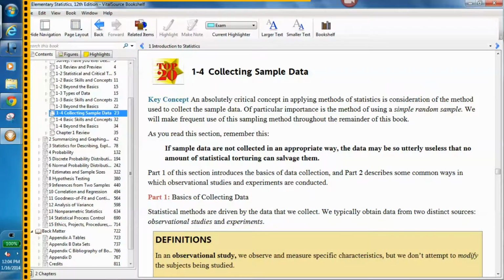Right, moving on to 1.4, collecting sample data. Remember we said it's very important that data is collected in an efficient way. If it's collected in the wrong way, then it's useless. If sample data are not collected in an appropriate way, the data may be so utterly useless that no amount of statistical torturing can salvage them.